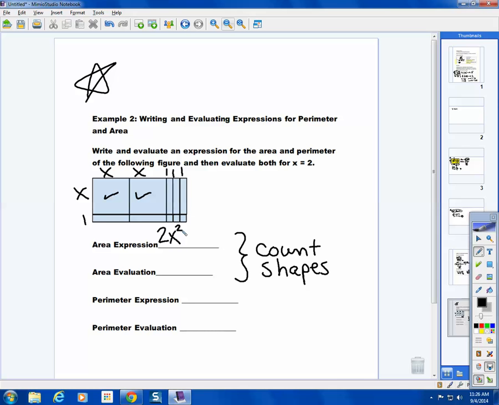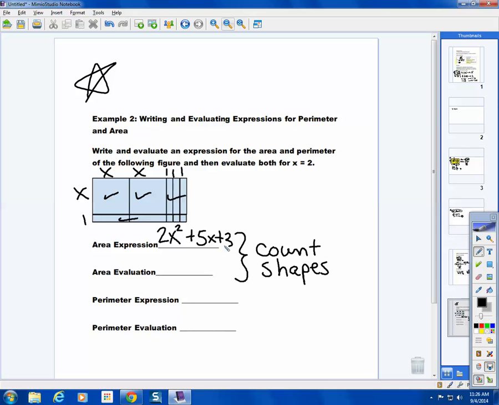Then I've got some skinny rectangles up there. Each rectangle represented an area of x. How many skinny rectangles are up there? 5. There are 5 of them, 3 of them here, 2 of them here. So plus what now? 5x. Plus 5x. And then finally, I've got some little squares. Add how much? 3.